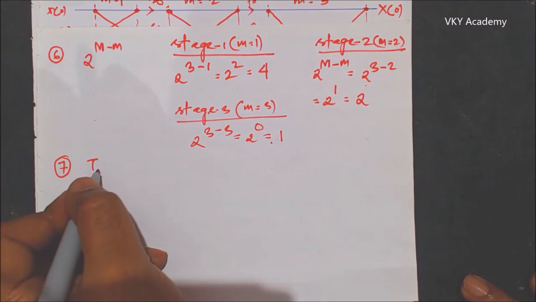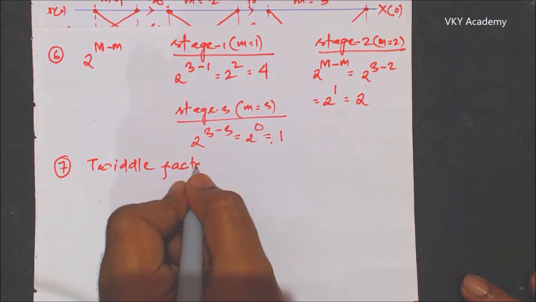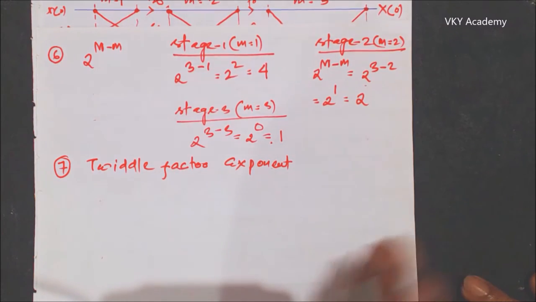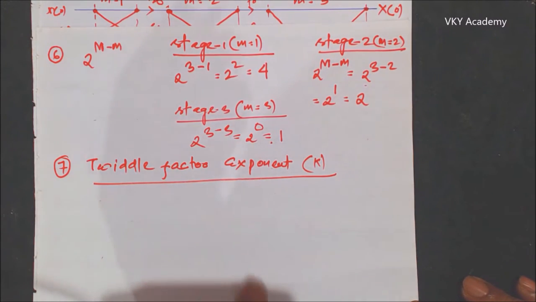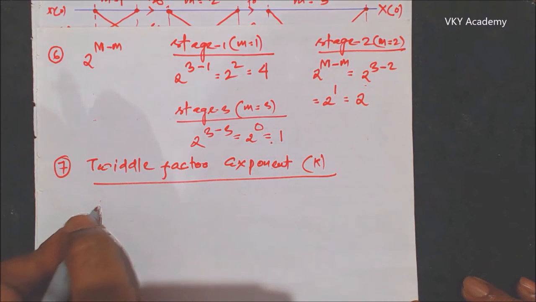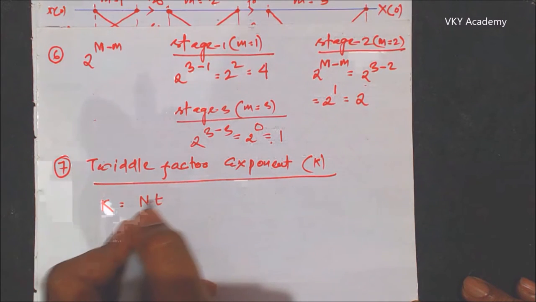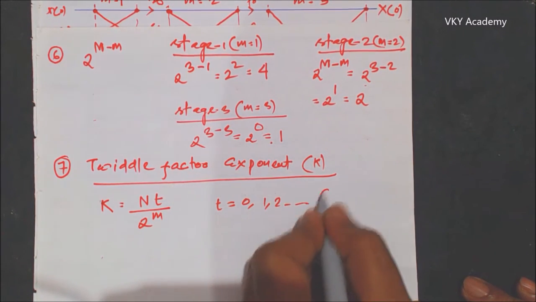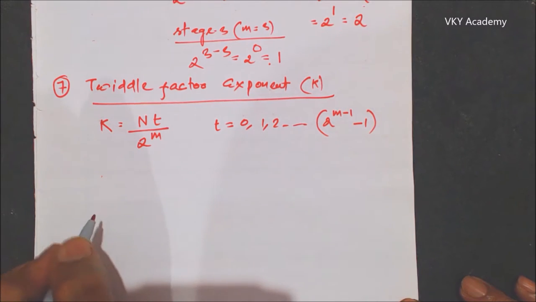So in point number 7, we will calculate the twiddle factor exponent for each butterfly in every stage, and that is equal to k. Now we discussed earlier that the twiddle factor exponent k is a function of small m, or you can say the stage index, and it is given by k is equal to capital N into t divided by 2 to the power small m, where t is equal to 0, 1, 2 up to 2 to the power m minus 1 minus 1. So let us calculate the twiddle factor exponent for stage number 1.